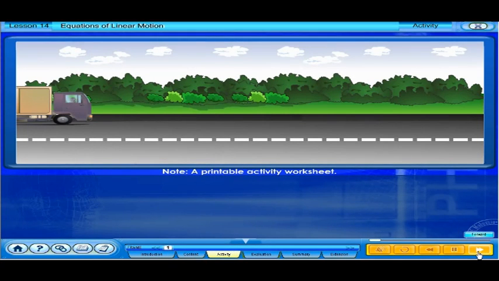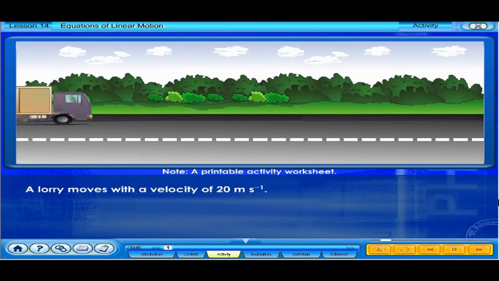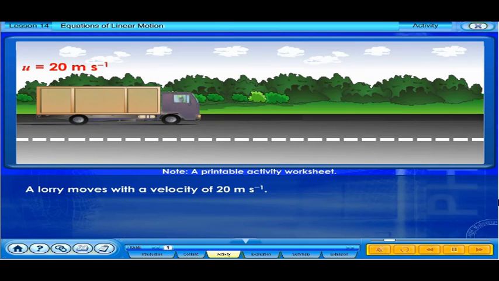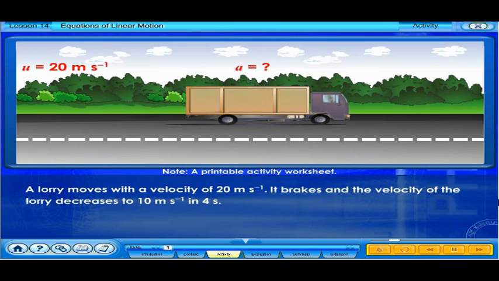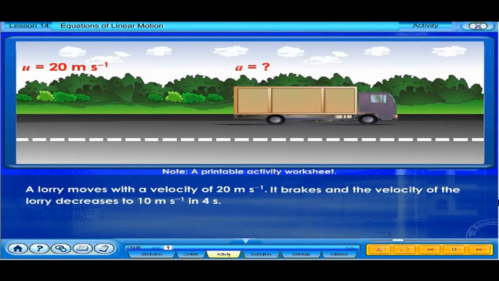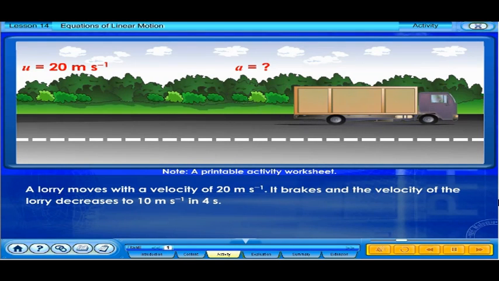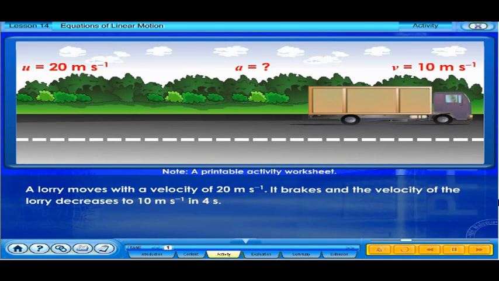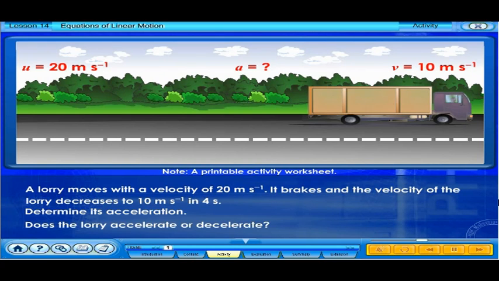Solve this problem using equations of linear motion. A lorry moves with a velocity of 20 meters per second. It brakes and the velocity of the lorry decreases to 10 meters per second in 4 seconds. Determine its acceleration. Does the lorry accelerate or decelerate?